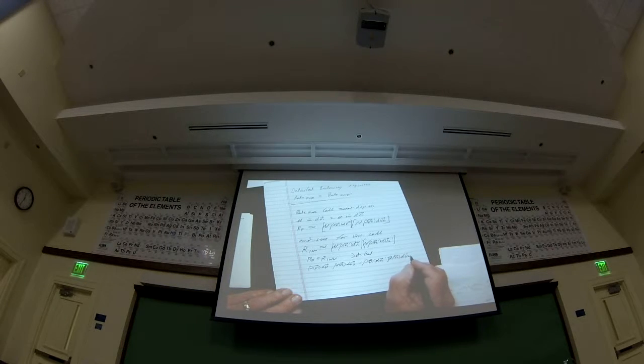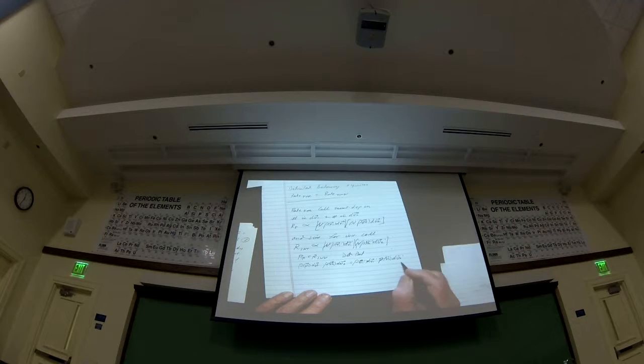These equations are all in the notes, or the lecture will be online. As a matter of fact, on the online lecture, you'll find this as equation 8.